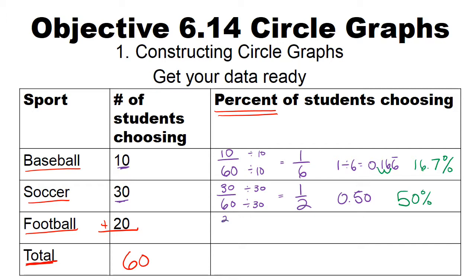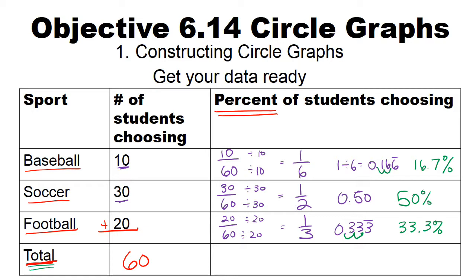So now let's take a look at football for his data here. For football, it's 20 over 60. We divide the top and the bottom by 20, which equals 1/3 as our fraction. So 1/3 as a decimal is 0.333 with a line over it. And that makes our percentage, moving our decimal point over 2 places, 33.3%.